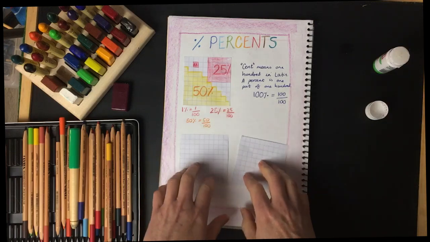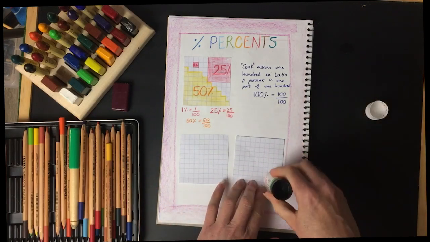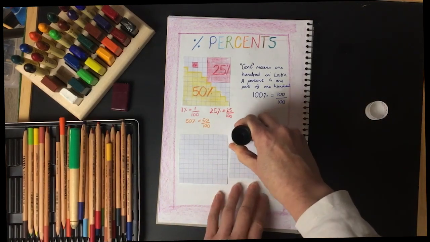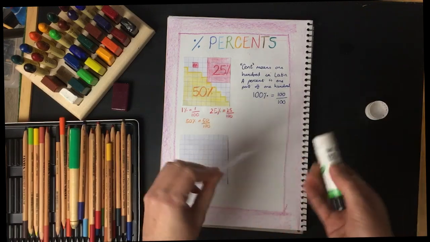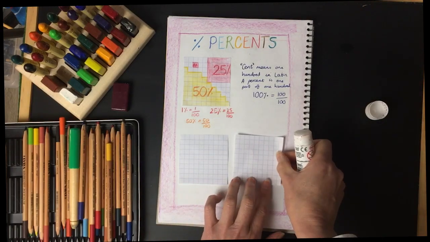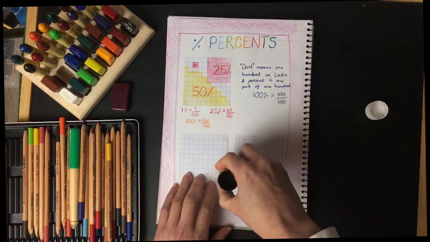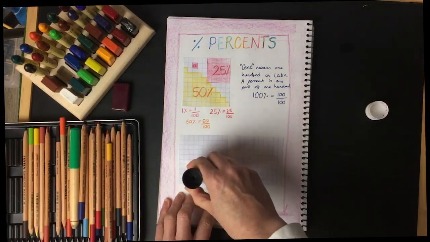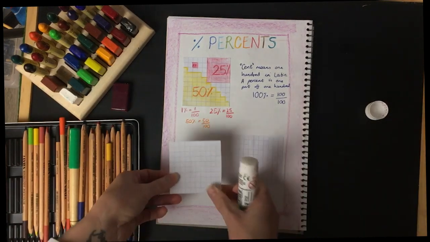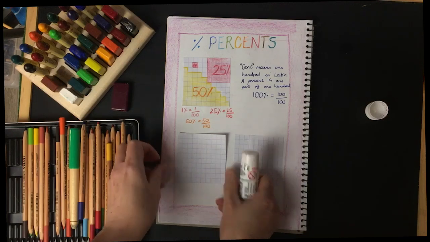I'm going to just show you what I'm going to do and you can copy me or you can do your own. So I'm going to paste these in and then I'm going to color them in inside the book. There's my first square. Here's my second square. Great.